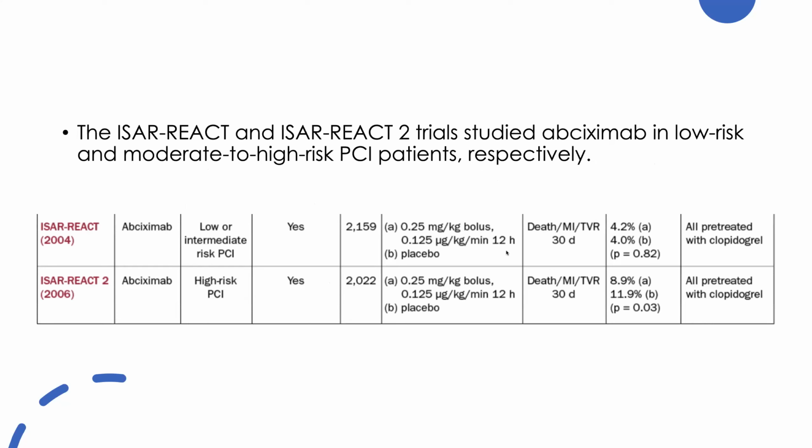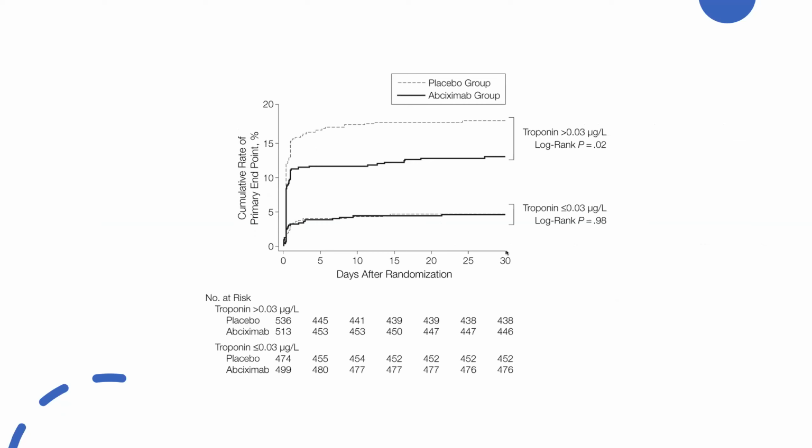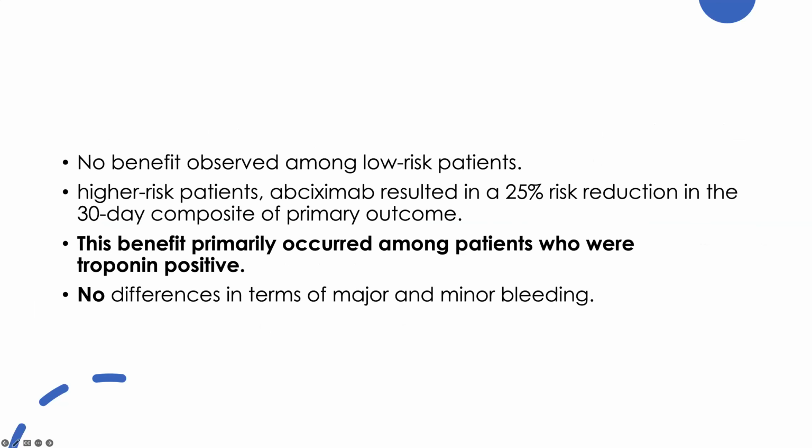So there comes a couple of trials that examined abciximab. It's no longer available, but it's the same family of medication, similar to the other two. These two trials, ISAR-REACT 1 and 2, show that if they risk stratify those patients according to troponin, patients who are troponin positive undergoing PCI, the abciximab group did better. Troponin negative, not much of a difference. So low risk patients, not much of a benefit. Higher risk or troponin positive, you will have a 25% risk reduction. The benefit again was majorly seen in troponin positive patients. Surprisingly, no major difference with bleeding in those trials.